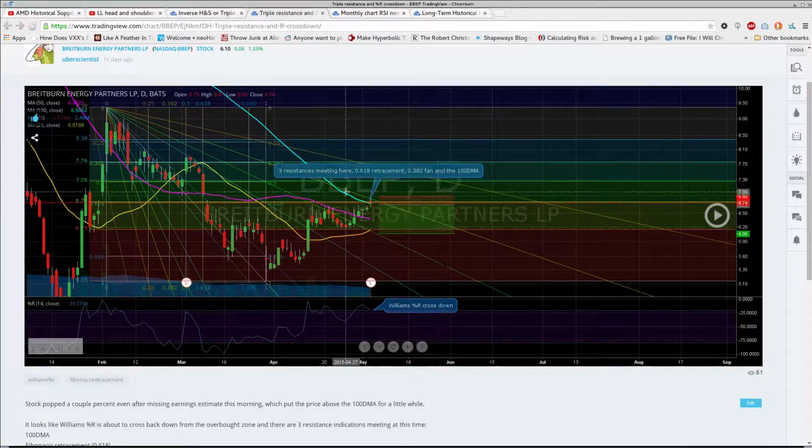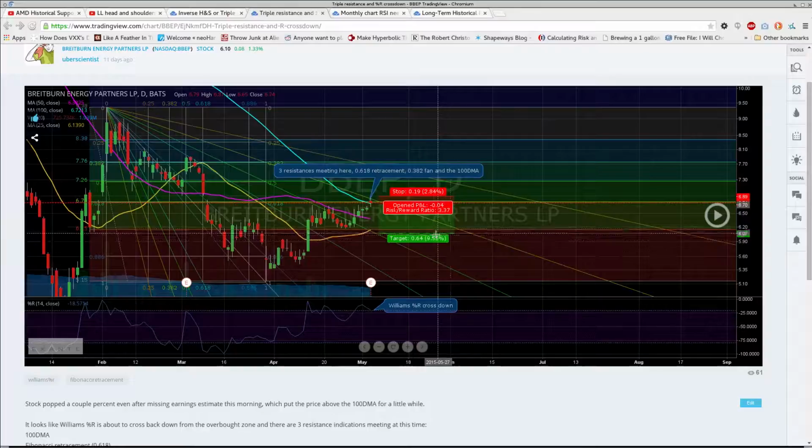We have the 100-day moving average, which is the cyan line, and we have the .382 fan line, just like that. So I actually set up a short position, a defined risk trade. I risked 2.84%, which is a 19-cent move in the wrong direction, and I have a target set out at 64 cents away, a 9.55% gain if I win this bet.